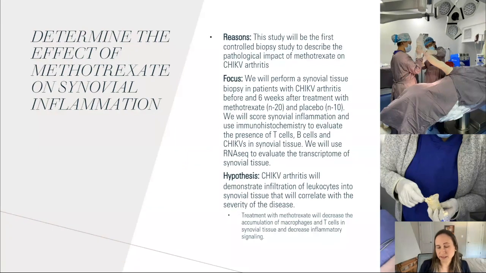We also do biopsies. This is a picture of one of our patients being biopsied in the knee, and this biopsy is performed prior to treatment and 6 weeks after initial treatment. We score the synovial inflammation and use immunohistochemistry to evaluate the presence of T cells, B cells, and chikungunya in the synovial tissue, and we'll also use RNA-seq to evaluate the transcriptome. Our hypothesis is that chikungunya arthritis will demonstrate infiltration of leukocytes into the synovial tissue that will correlate with disease severity, and that treatment with methotrexate will decrease the accumulation of macrophages and T cells in the synovial tissue and decrease inflammatory signaling.